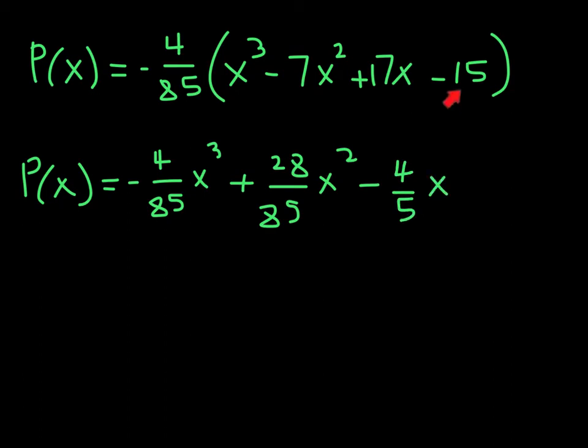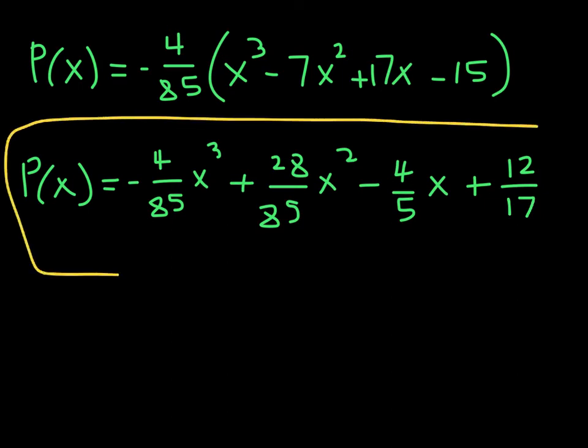And then 15 and 85 share a common factor of 5. So when you divide 15 by 5, you get 3. 4 times 3 is 12, excuse me. And let's see. When you divide 85 by 5, you get 17. So this should be 12/17. This is just simplifying using fractions. So this is the final answer.